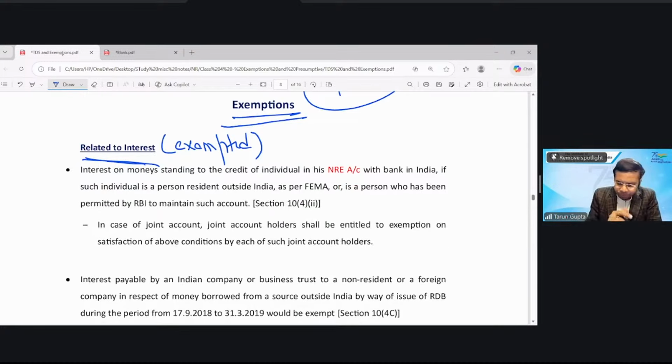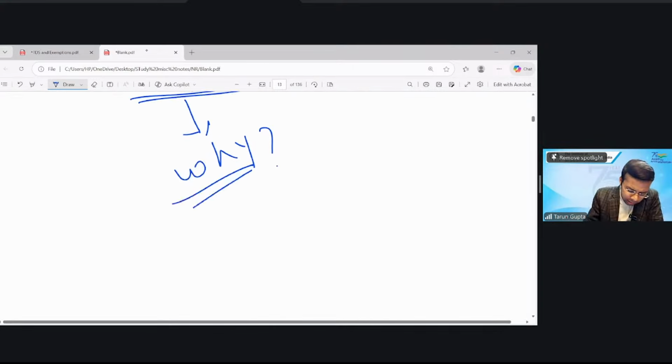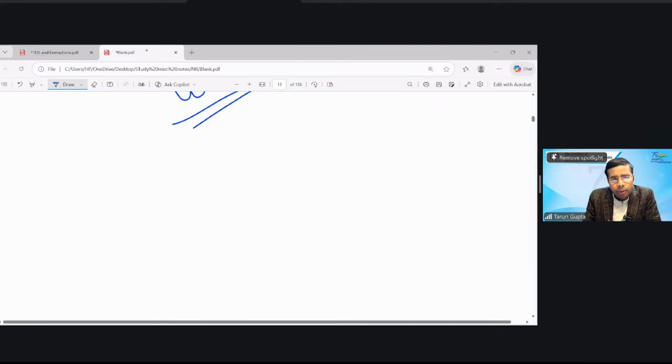So first is interest on money standing to the credit of an individual in his NRE account with a bank in India, if such individual is a person resident outside India as per FEMA, or is a person who has been permitted by the RBI to maintain such account. So what does it say? It says, assuming there is a person who has a NRE account, non-resident external account.